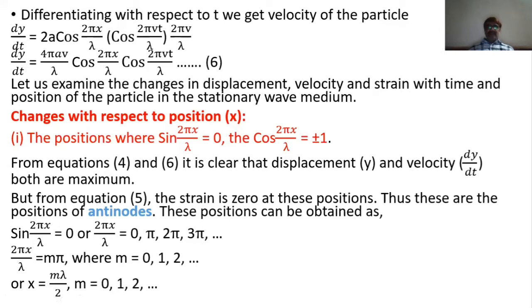Let us consider sine 2 pi x by lambda as equal to 0, because the two extremities are either 0 or plus 1 or minus 1. So if we consider the sine function as 0, then the cosine function of the same angle will be equal to plus or minus 1.